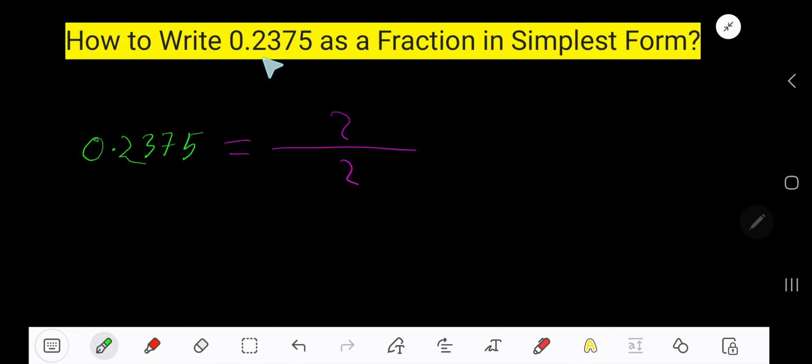How to write 0.2375 as a fraction in simplest form. Look, we need a numerator and a denominator. For the numerator, just skip this decimal and write the number you are getting.